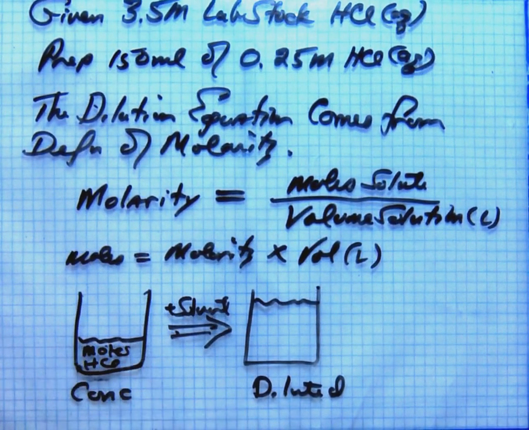Moles is a mass number. It's 36 grams, say, for 1 mole. You'd use fewer moles, but regardless, it's moles. It's a mass number. It's like pounds.